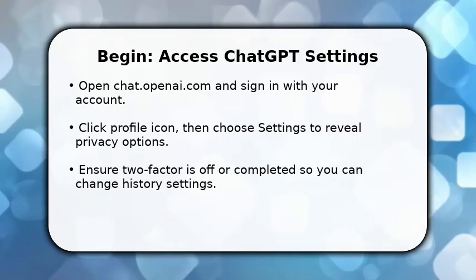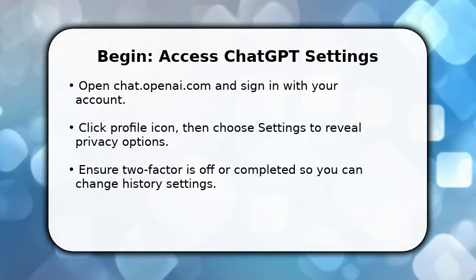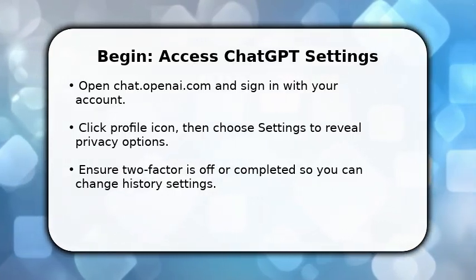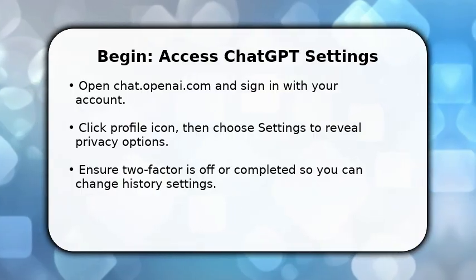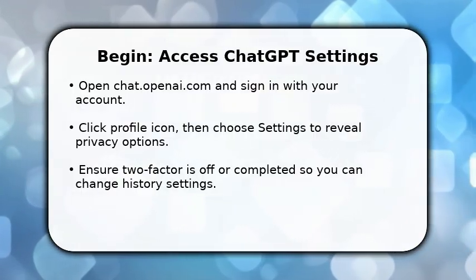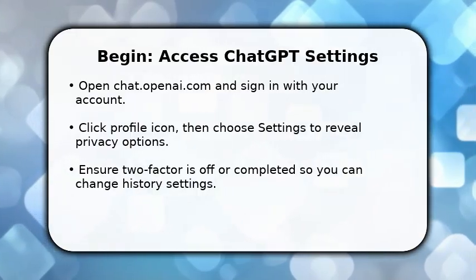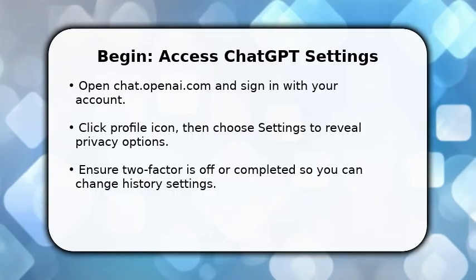Enjoy the video. You're starting in the web app, go to Chat.Open Com and sign in. Once logged in, click your profile icon at top right and select Settings to open account controls. You want the conversation history or privacy section visible. If you don't see it, make sure your account verification steps are complete.